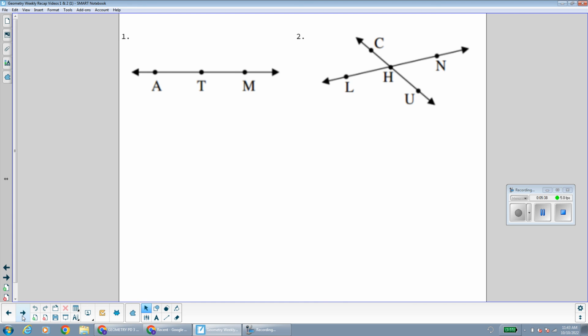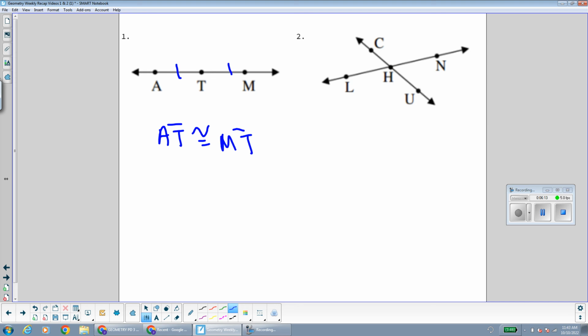So based on the diagram in part 1, let's think about some valid conclusions that we can draw. You might be thinking, well, T is the midpoint of points A and M of line segment AM because T is in the middle. That might cause you to say, well, since T is the midpoint, it's bisecting line segment AM. It's splitting it into 2 equal parts, where AT is congruent to MT.